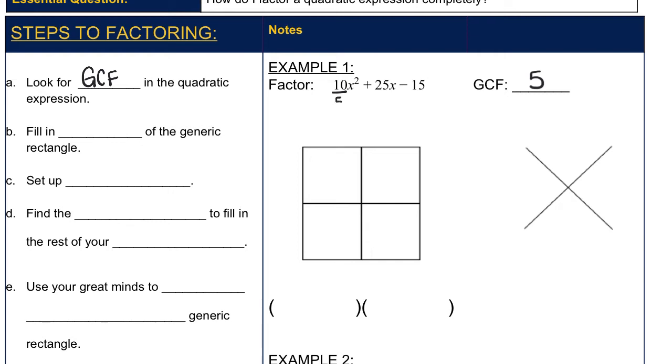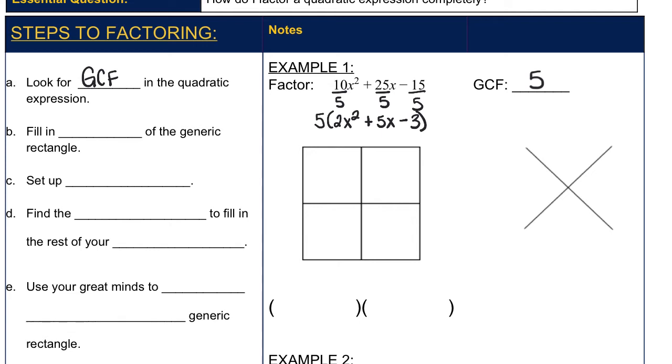Now I'm going to go ahead and divide each of these terms by 5 to give me my new quadratic expression. 10 divided by 5 is 2, but I'm going to bring down that 2x squared. 25 divided by 5 is 5. I'm going to bring down the x. And then 15 divided by 5 is 3, but I'm going to bring down that minus sign as well. So I have this. Now when you're writing your quadratic expression, you're going to want to make sure that your GCF is located out in front. But what we're going to do is continue factoring this quadratic expression that you see inside of the parentheses.